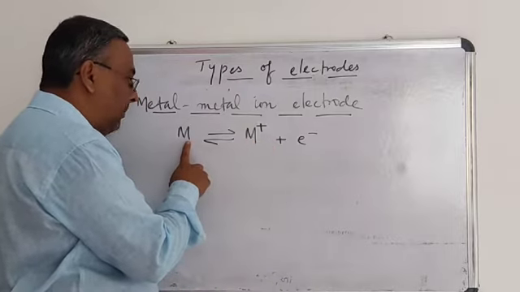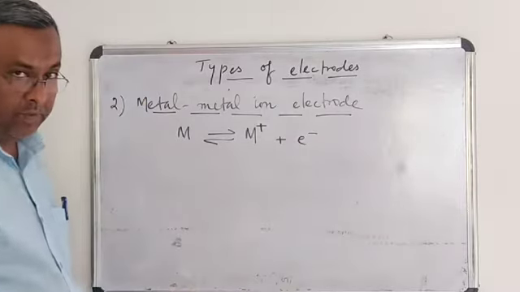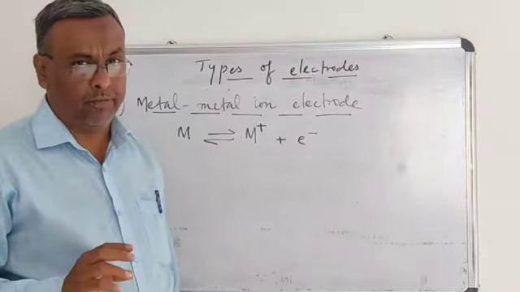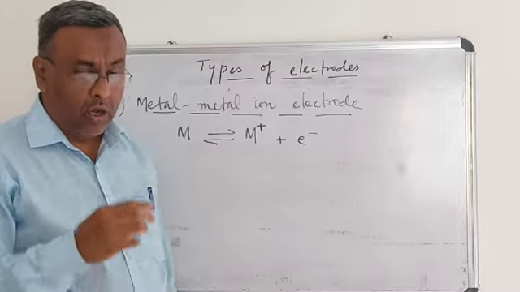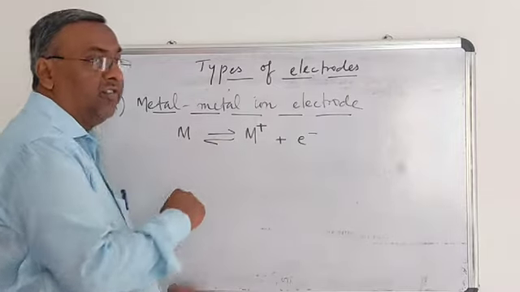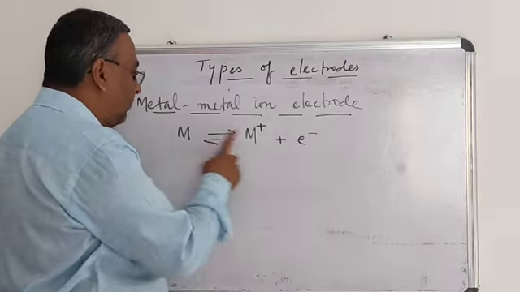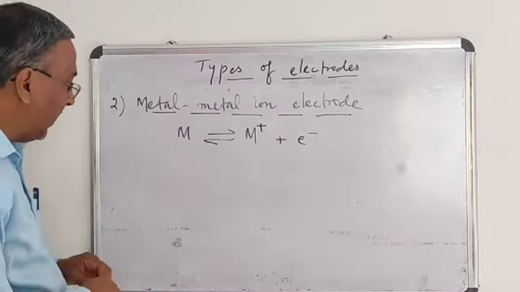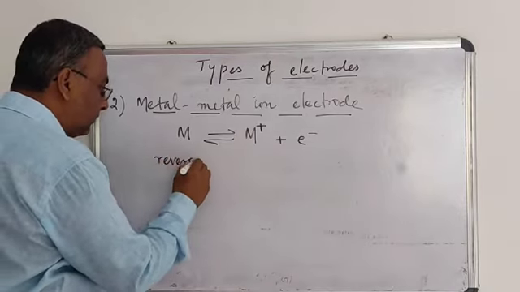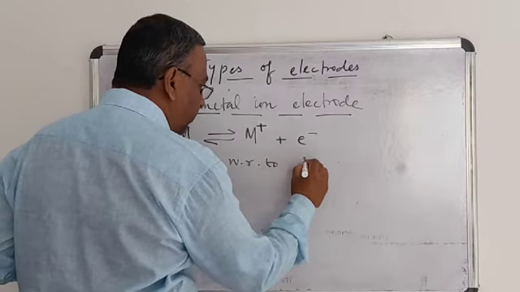That means a metal oxidizes to metal ion with the liberation of electrons. If the same electrode behaves like a positive electrode, where reduction occurs, or where gaining or picking up of electrons occurs, this equilibrium will shift towards left. That means the metal ions pick up electrons and reduce to metal. So therefore, this electrode is reversible with respect to M plus ions.